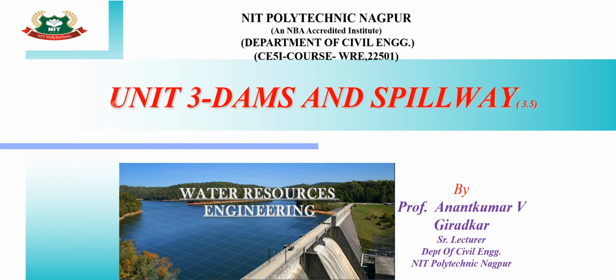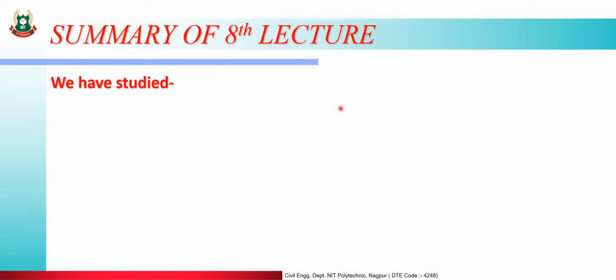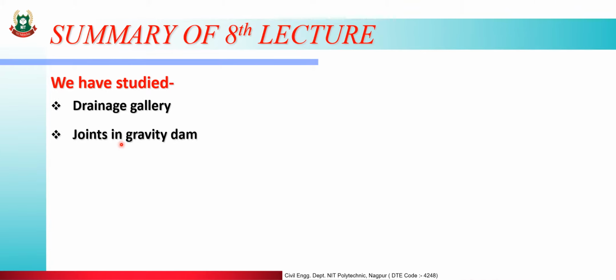Today we learn Unit 3, Dams and Spillway, and the topic is 3.5. In the previous lecture, we have studied drainage gallery, joints in gravity dam, and the concept of high dam and low dam.